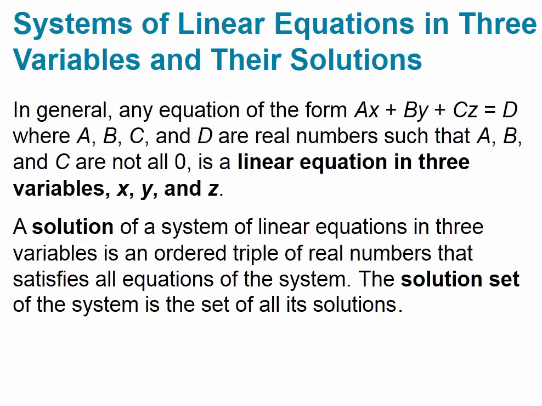In general, any equation of the form ax plus by plus cz equals d, where a, b, c, and d are real numbers that are not equal to 0, we get a system of linear equations, three of these things, with three variables. A solution of the system is very similar to what we had with a solution of a system of two equations and two variables. There we got an ordered pair. Here, since we have three variables, we're going to get an ordered triple. So that's what we're looking for when we're solving a system of three equations with three unknowns, is this ordered triple.